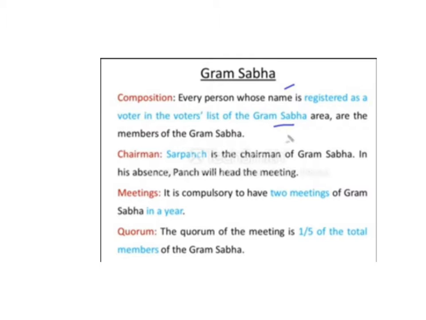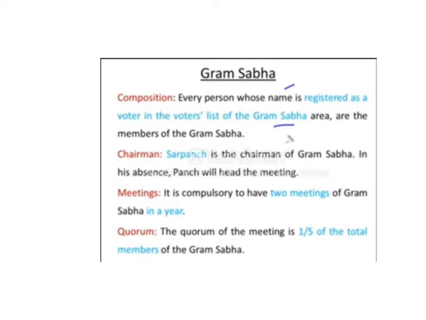We were discussing the Panchayati Raj system. We discussed its three tiers and local self-government, which works for the municipalities and also for the Panchayati Raj, or the villages. We discussed Gram Sabha earlier. Now we will see its composition, who the chairman is and many other things, and we will also discuss Gram Panchayat today. So let's begin the topic.